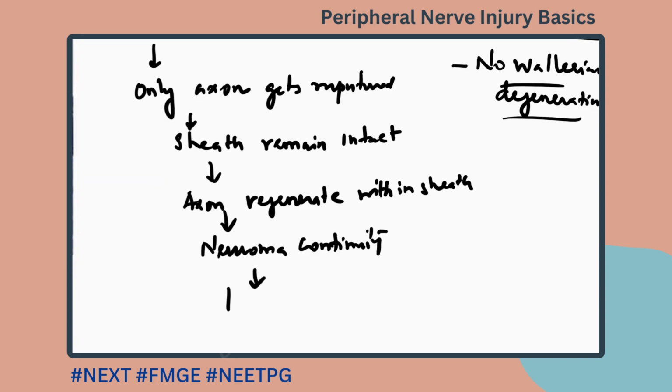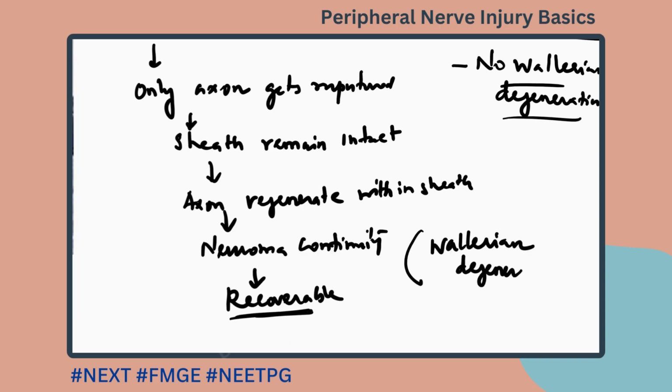Hence, this is also recoverable. Mostly this is recoverable because only the axon gets cut. The outer tube is intact, so the axon can grow within the tube and the nerve can regenerate. So in axonotmesis, regeneration and recovery of the nerve injury is possible. Here, a process called Wallerian degeneration happens.